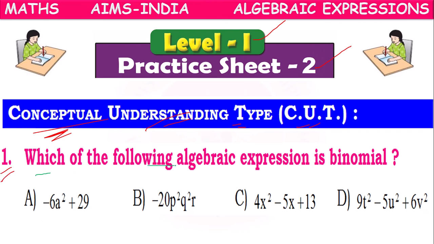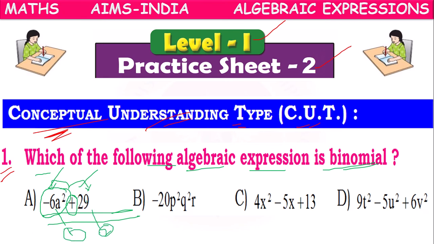Which of the following algebraic expression is binomial? We have to find the binomial. In option A, we have two terms because they are separated by plus. Plus before one term, plus after one term, because the combination of numerals and literals and their product is considered as a single term. So this is the first term, this is second term, or only numeral also considered as a term. So we have two terms in option A. So option A is the correct answer.